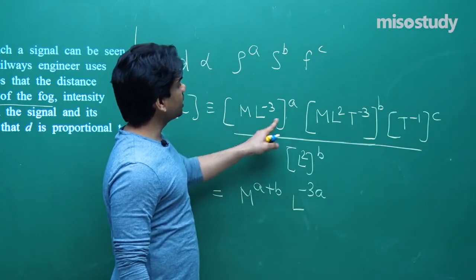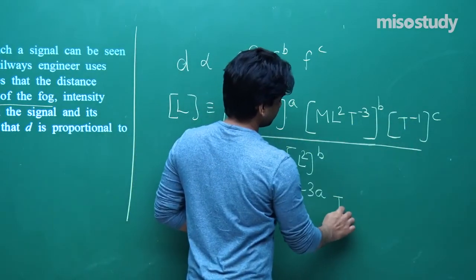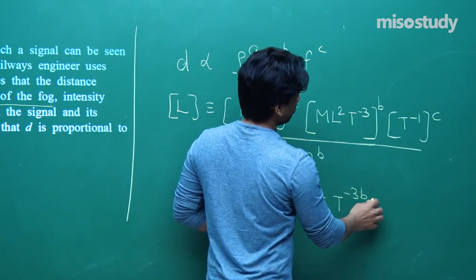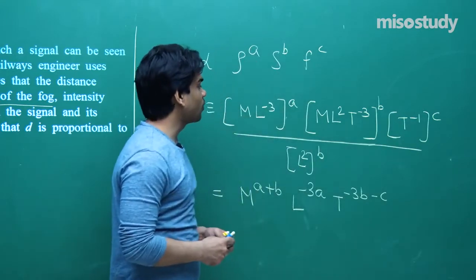Next term you see, that is the time term, time minus 3B and minus C. Minus 3B and minus C, minus 3B minus C, you will be getting the term for time.